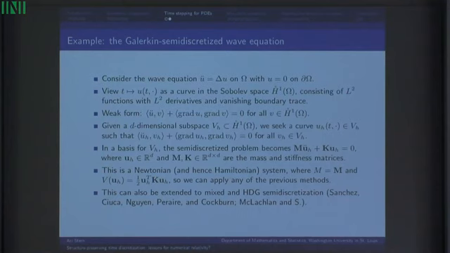All right, so this can also be extended to semi-discretization of the wave equation by mixed finite element methods like Raviart-Thomas or BDM, as well as semi-discretization using what are called hybridizable discontinuous Galerkin methods. There's a nice paper on the wave equation specifically by Sánchez et al. And I also have a paper with Robert McLachlan talking about semi-discretization of these types of problems that I'm going to say more about a little bit later.